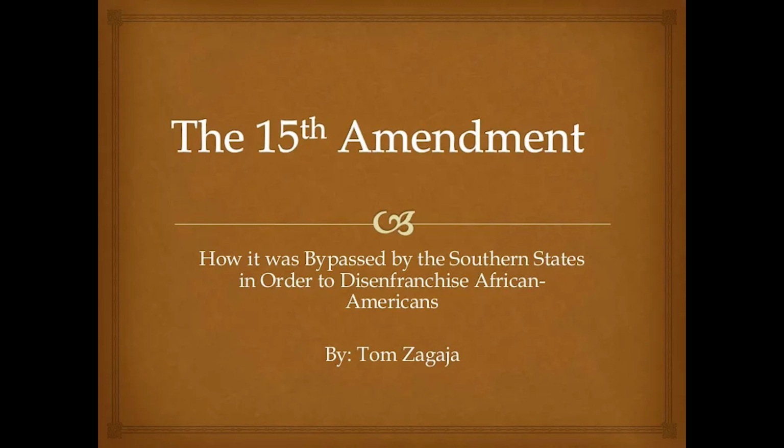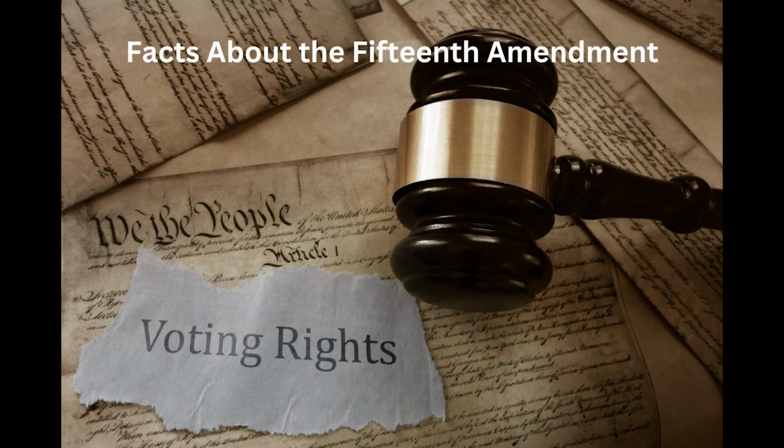The Supreme Court, in cases like United States v. Reese, 1876, weakened the amendment's enforcement by ruling that states could impose voting qualifications, as long as they did not explicitly base them on race. This effectively allowed voter suppression laws to continue unchecked. It was not until the Civil Rights Movement of the 1960s that the 15th Amendment's promise was finally fulfilled.